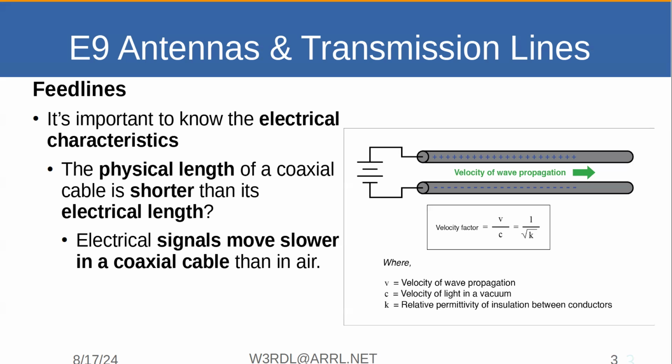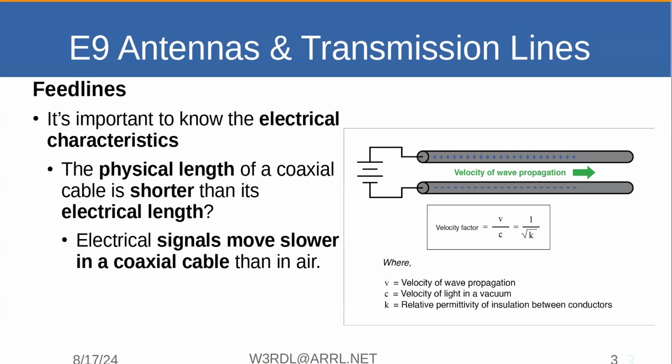Another factor is the velocity of propagation. We call it the velocity factor. And it's a ratio of the speed of light. In other words, how fast the wave would travel if it was in free space versus how fast it travels when it's in the conductor. And because of the dielectric constant around it, that affects the velocity factor.